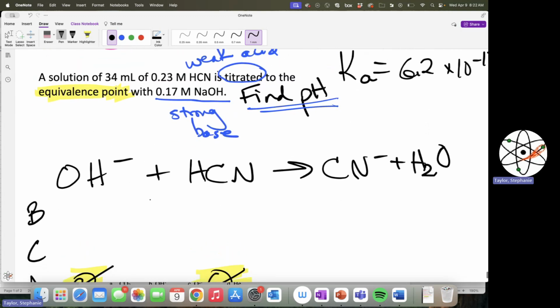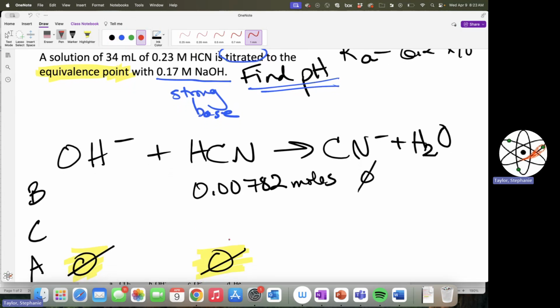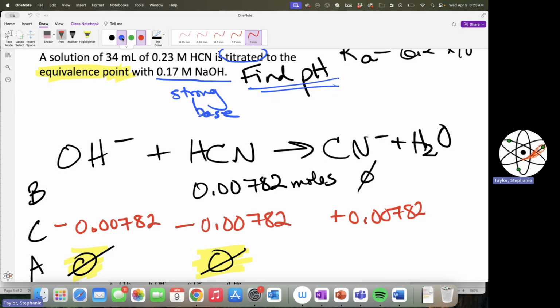Now my BCA table is always in moles. So I'm going to take that milliliters, 0.034 times 0.23. And that gets me a number of moles of HCN, 782. Again, moles. We need moles. I don't have any of that weak base. And it didn't actually tell me about the sodium hydroxide. But because I know that these are 0, I know in order to get to that I should take this number of moles, minus my moles here, plus my moles here, and that I should be able to subtract the same number of moles here and get 0, which means this number of hydroxide has to be identical.